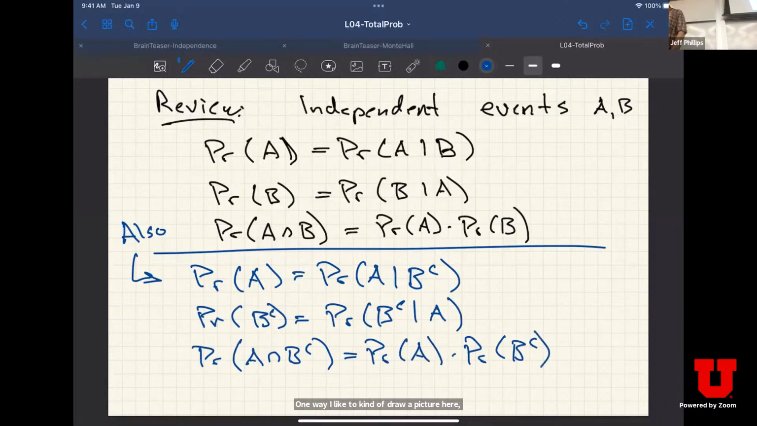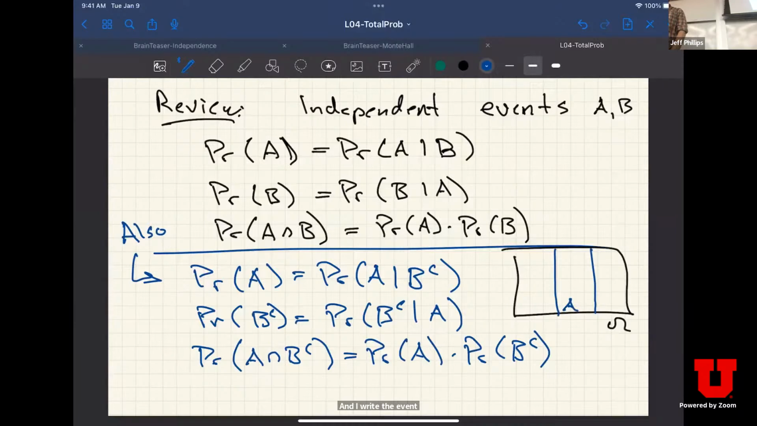So it's like a Venn diagram picture. Let's say that this is the whole sample space, and I write the event A as here, as this part of the sample space. And conceptually, I think of B as being like this. So if B is this part of the sample space, these are kind of orthogonal to each other. I have X and Y coordinates here.